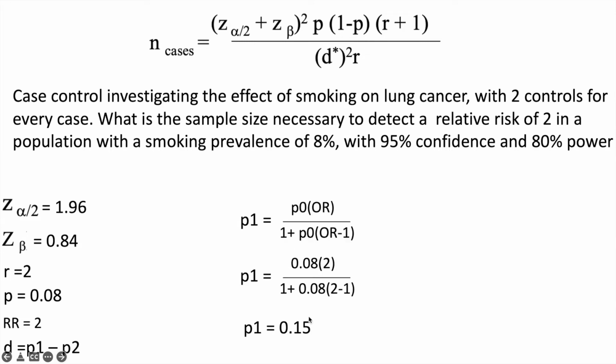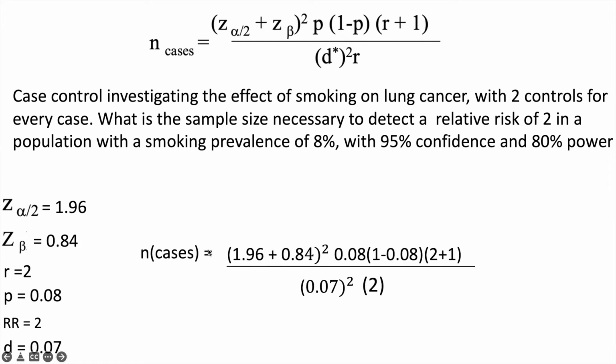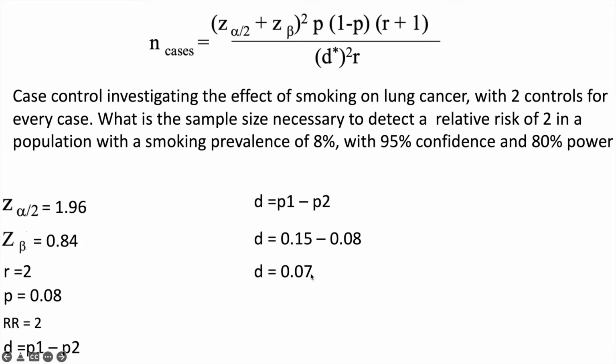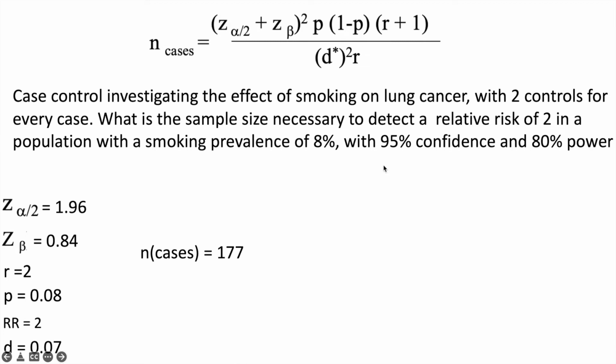So we had 0.015 as P1 and 0.08 as P naught. Plugging all of that back into this equation, P here we have 0.08, 1 minus 0.08, and 2 plus 1. D here is 0.07 we found before, and 2 here for R. Once we plug all that in, we come out to a number of cases as 177.